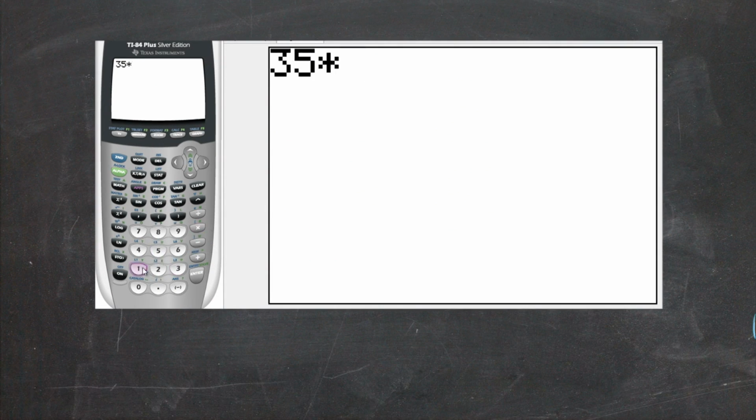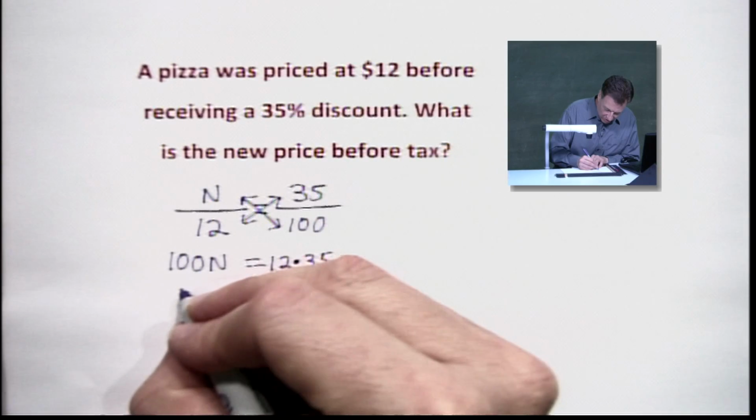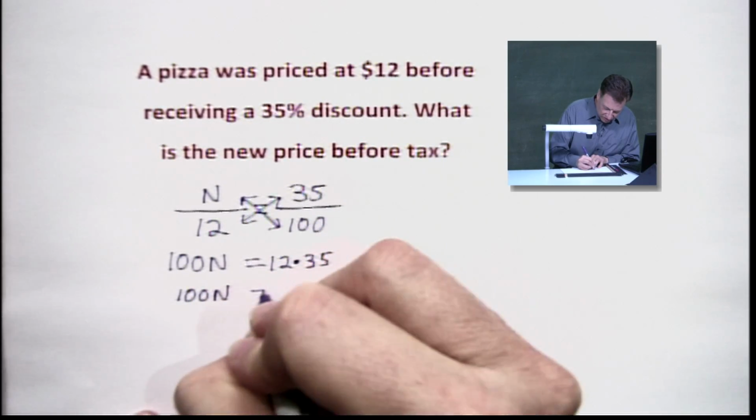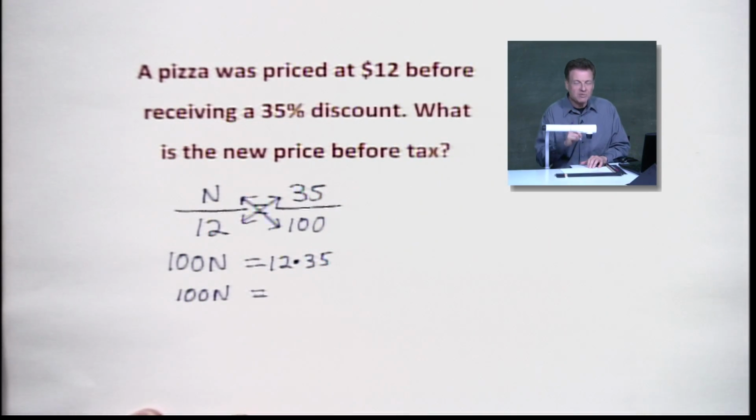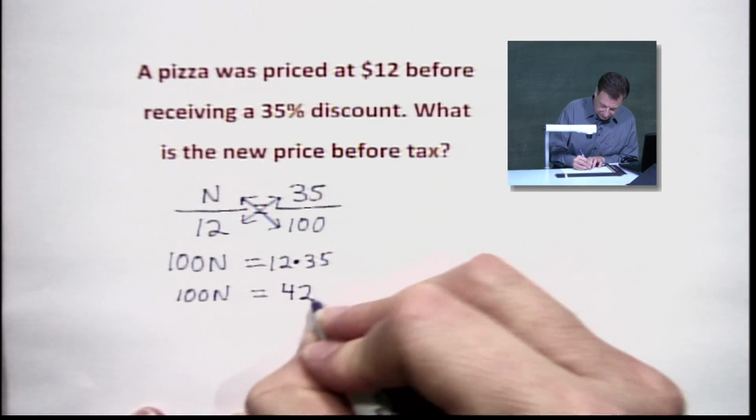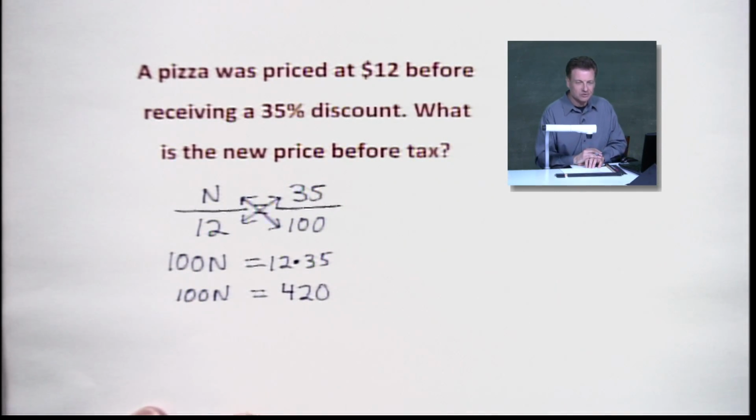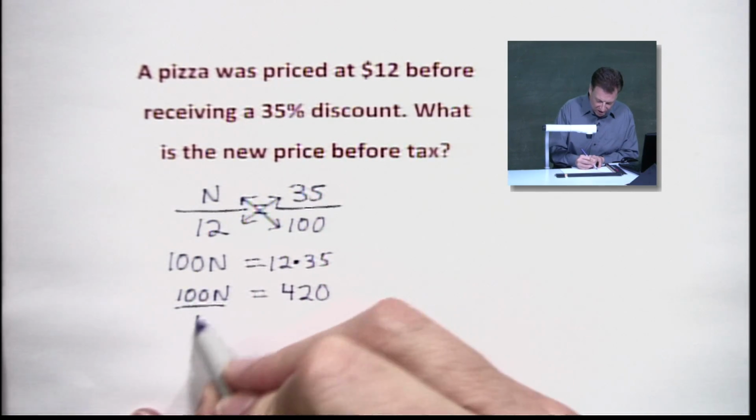And some of you are out there saying, I can figure that out. I'm glad you can. It's 420. It doesn't come out badly, does it? So we've got 100n on the left. That's going our way. And on the right, we've got 420. We're going to make that into money here in just a second. Let's divide both sides by our 100.